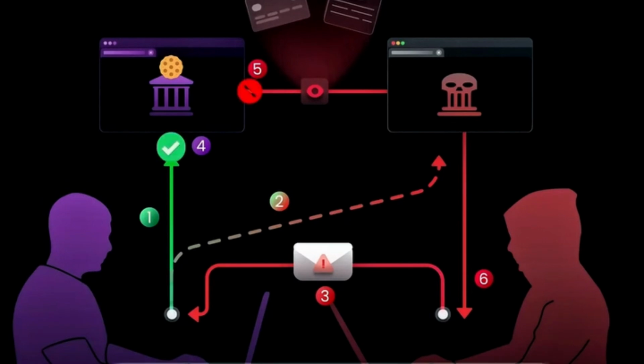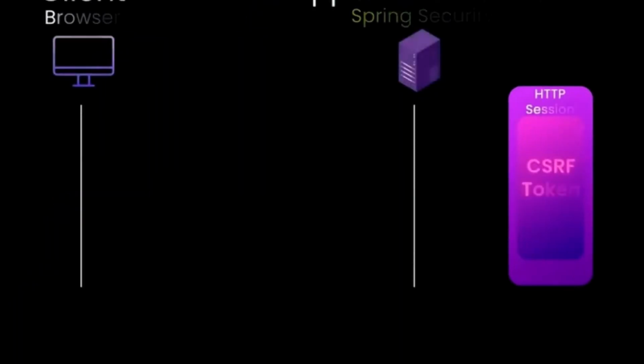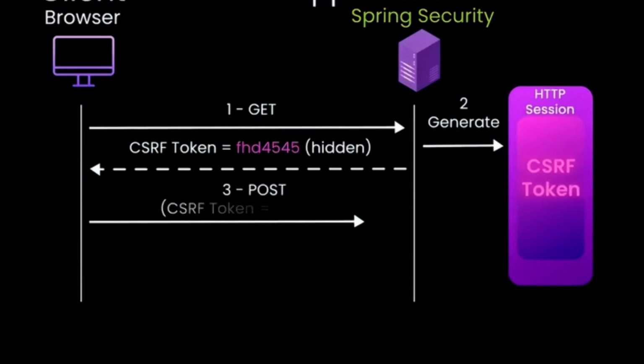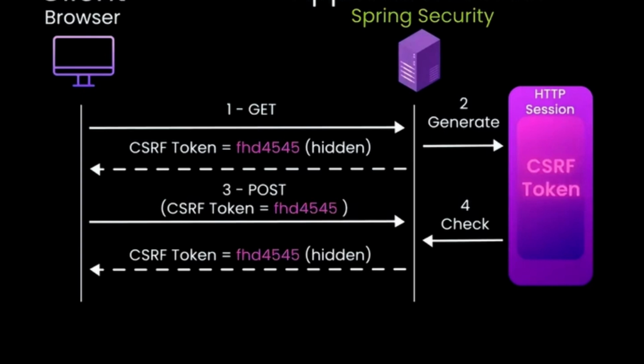A CSRF token is a unique, randomly generated value that must be sent with every sensitive request. And here is how CSRF tokens work step by step. Step 1. When the user logs in, the server authenticates the user and generates a random CSRF token, storing it in the session or a cookie. The server then sends the CSRF token to the client. The token is included in a hidden input field in forms or sent via response headers. The client then submits the form or API request with the CSRF token. The server then validates the token. If the CSRF token is valid, the request is processed. And if the CSRF token is missing or incorrect, the request is rejected.